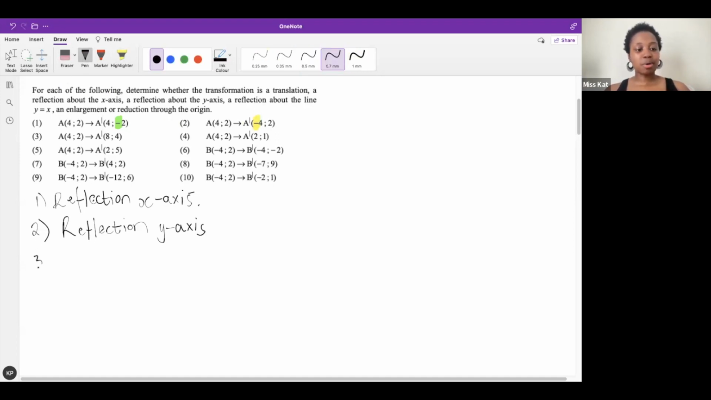There's a lot going on in number 3. We went from 4, 2 to 8, 4. So what do you guys think happened there? Nice, Omulemo just looked at it and said this is an enlargement. This is an enlargement, guys. Look at the coordinates. They have doubled from 4 to 8 and from 2 to 4. So this has to be an enlargement.